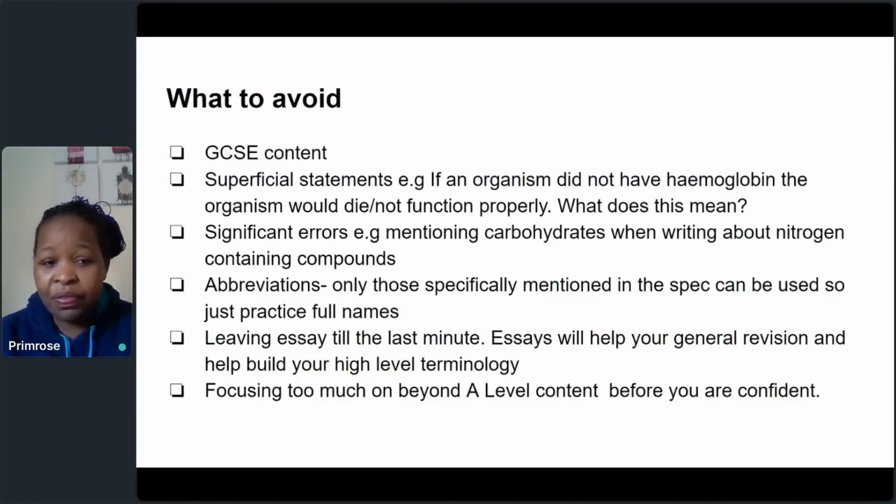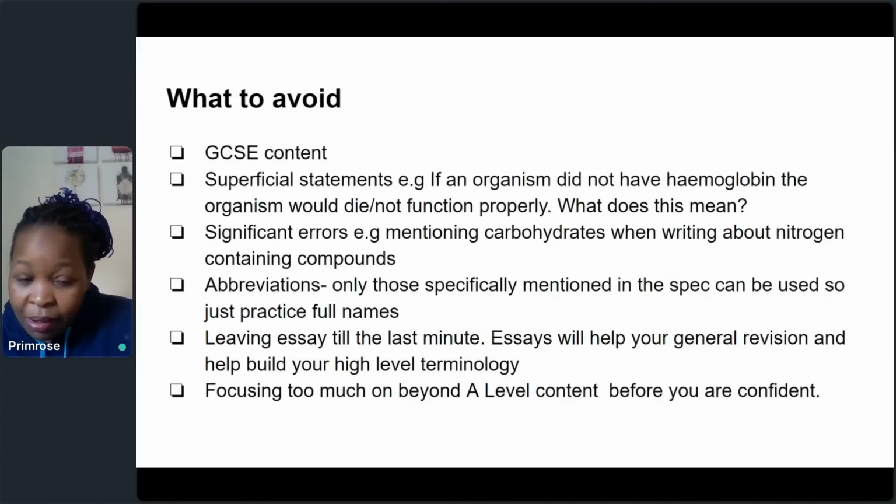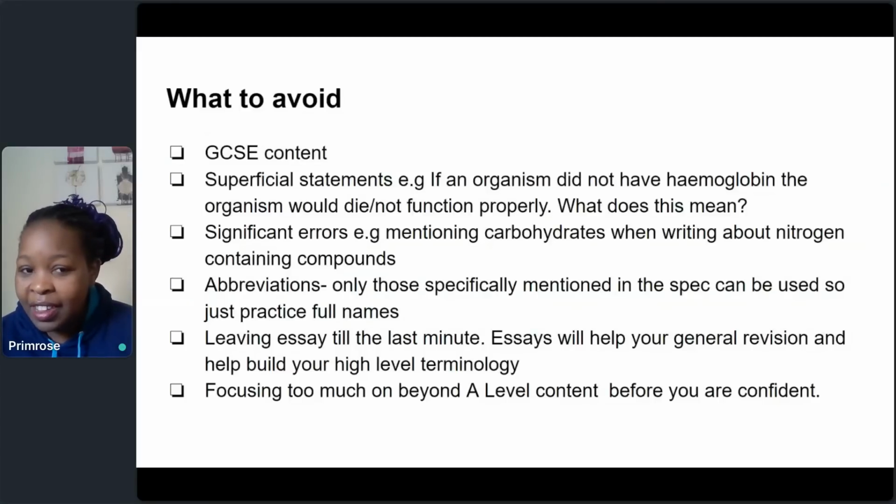I've talked about significant errors, abbreviations. So in your spec, if you download your spec, you can see for each module what abbreviations are allowed, and those you can use. So for instance, you can write DNA, but it has to be capital letters. If you wrote DNA and RNA as lowercase letters, you would lose marks for that because it's an acronym. So make sure you check the spec. You're not allowed to use abbreviations, just use the ones only in the spec.